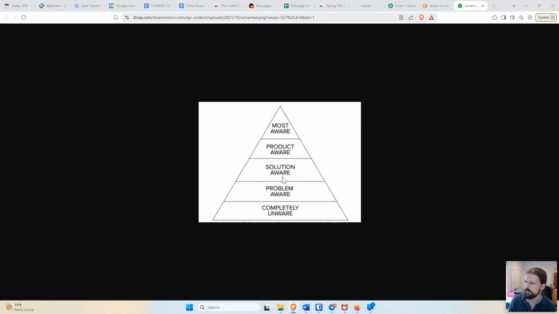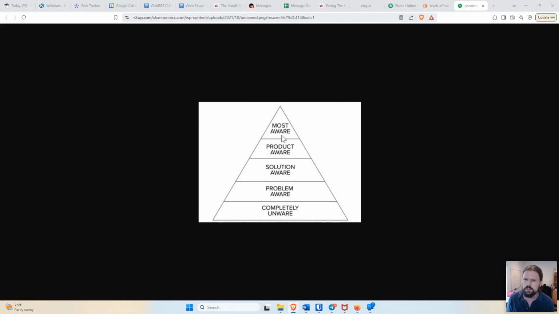The solution aware people know that their teeth are messed up and know that dental implants are the thing that they want to do, but they still don't know, if you're a dentist, about specifically your dental clinic and how you offer dental implants. The product aware people know they want dental implants and they know about your offer. And then finally, the most aware people know about all of the offers in the market. So they know your offer and they know all of your competitors' offers.